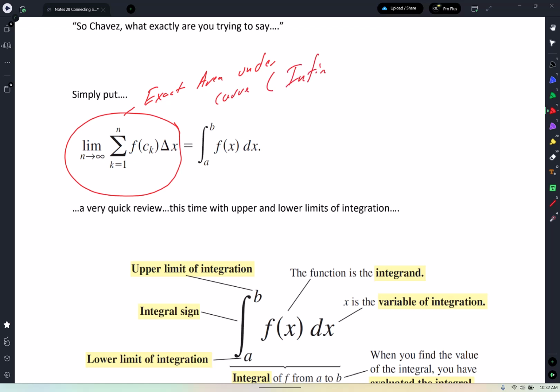Infinite rectangles. I think everyone's okay with that. Remember, n is rectangles. n approaches infinity means we have infinite rectangles. Does that make sense? And we just talked about what that means. If we want to remember, look, this is your height. This is your width.